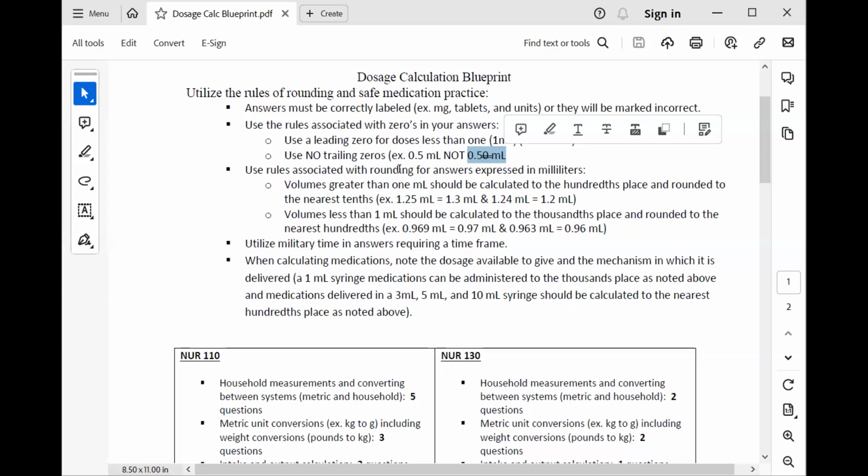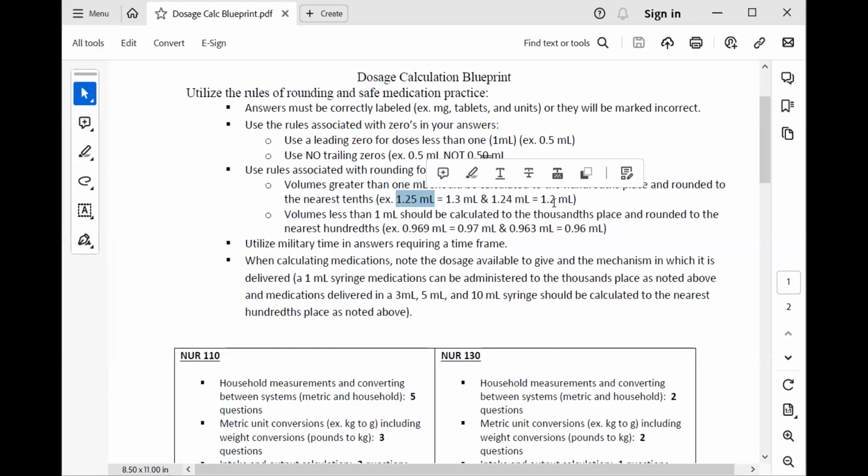We'll get into some examples of these, but whenever you're rounding, this is specifically for mLs, but it would apply to any type of rounding that you'll do on your test. If the number is greater than 1, you're going to round to the nearest tenth. Remember, the tenth is the first place past the decimal. So if you get 1.25 after your calculations, you round that to 1.3. You look at the 5 and round up. If it's 4 or fewer, you just don't round up, so you leave it at 1.2.